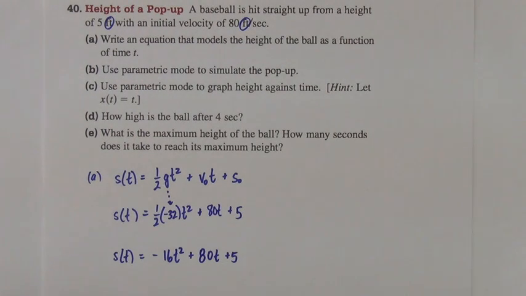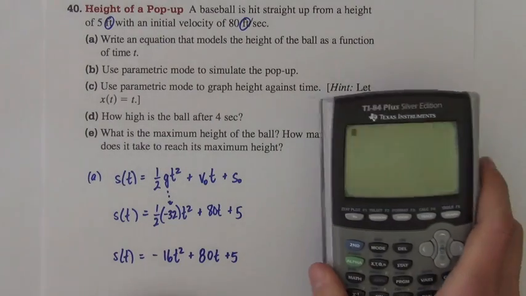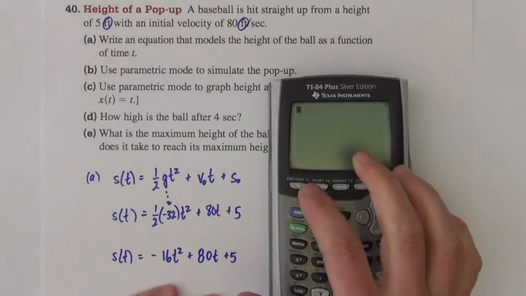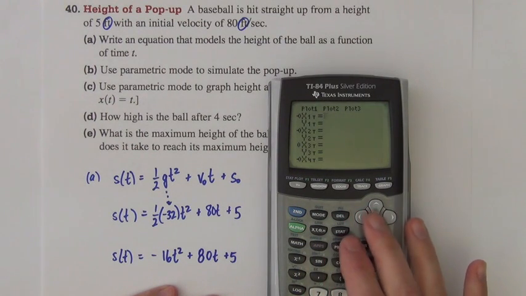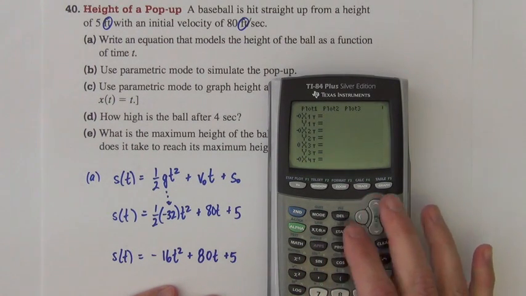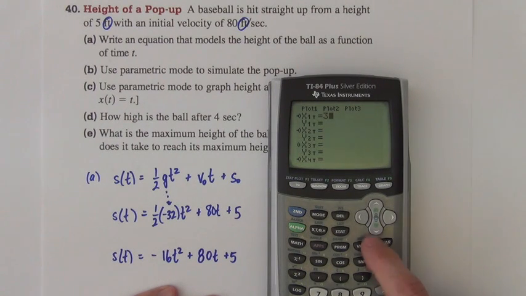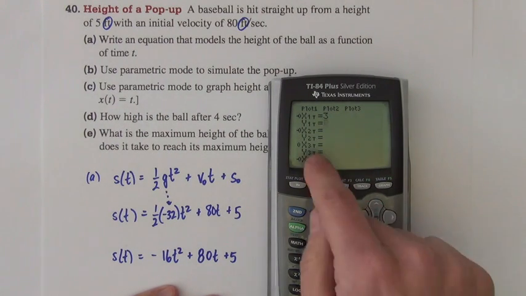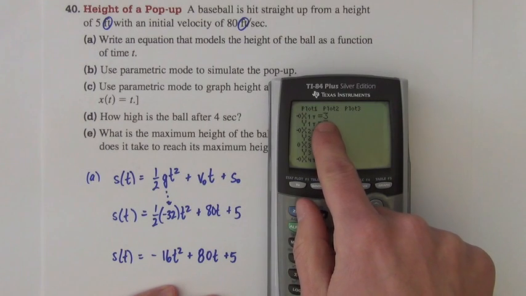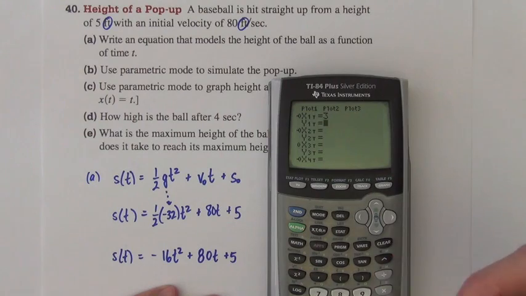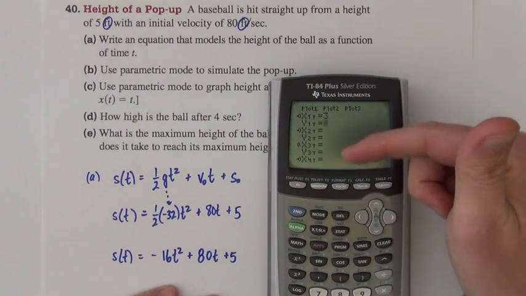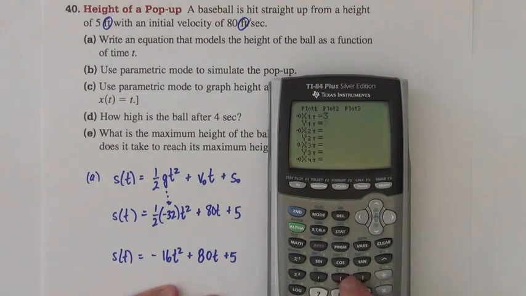Okay, part B says use parametric mode to simulate the pop-up. So a lot of this is going to be done on the graphing calculator now. So going into the graphing mode, we're in parametric mode. For the x, I'm going to just kind of pick a constant. I'm just going to use 3, but we could choose any constant. Kind of using the x like the lane or the track that the runners were on in the last problem. But since the ball is going vertically, we need kind of a vertical track. And underneath the y, I'll type in my position equation.